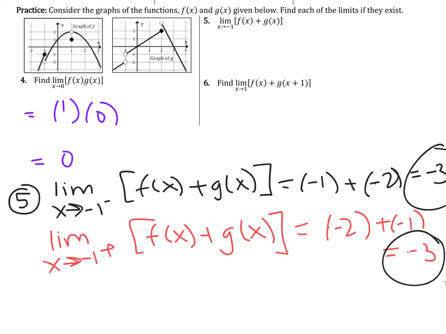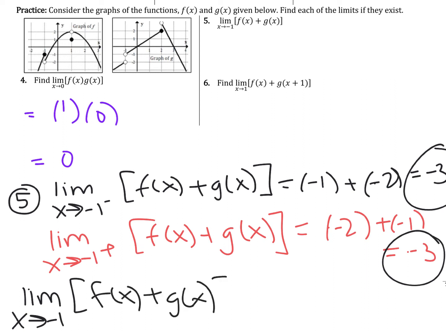Even though the functions have a jump discontinuity here, we can say that the limit as x approaches -1 of f of x plus g of x is equal to -3 because both the left and the right-sided limit were the same. All right, I'm going to erase this and make room for us to do number 6, and then we're going to look at 2 more quick examples, and then we're going to wrap up this video.